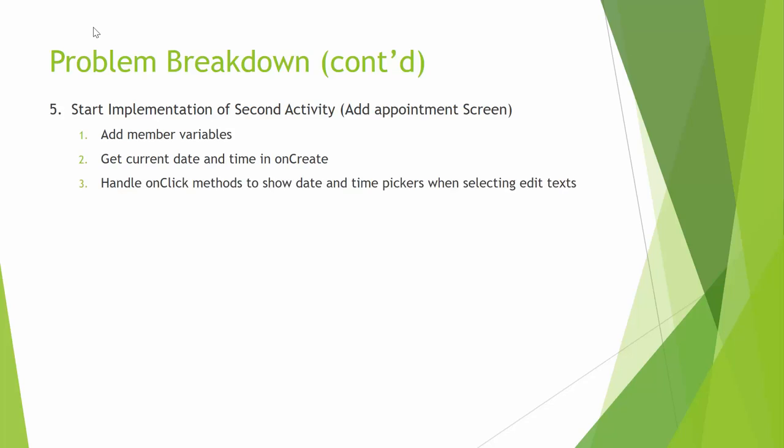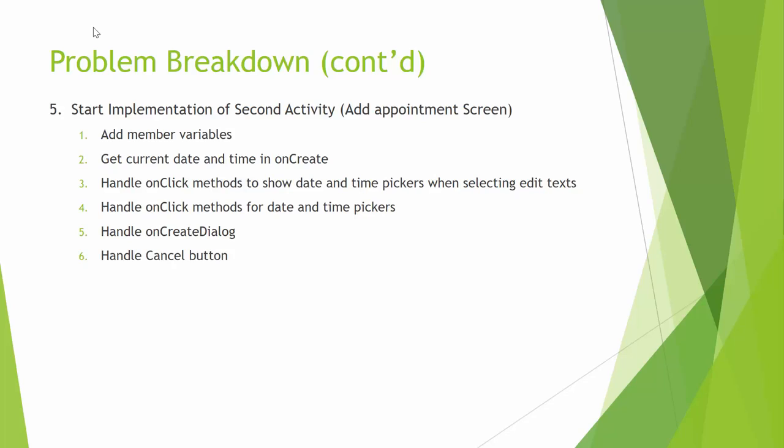I'm then going to write the onClick methods to show the date and time pickers. So whenever I select the edit text for the date and the time, I want to pop up a time picker or a date picker. I then want to add the onClick method, so when I have the date and time picker showing, after I select a date or a time and I hit OK, I want to be able to save that data. I'll then handle the onCreateDialog, which will show the actual date and time pickers when selecting the edit text.